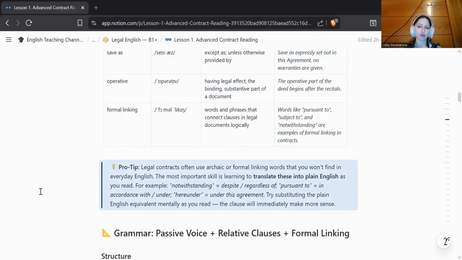Here's a little pro tip for you. Legal contracts often use archaic or formal linking words that you will not ever find in everyday English. The most important skill is learning to translate these into plain English as you read. For example, notwithstanding means despite or regardless of. Pursuant to, in accordance with, or under. Hereunder, under this agreement. Try substituting the plain English equivalent mentally as you read. The clause will immediately make much more sense.